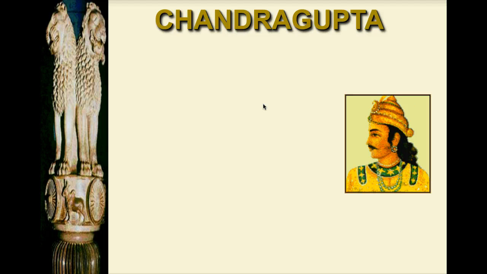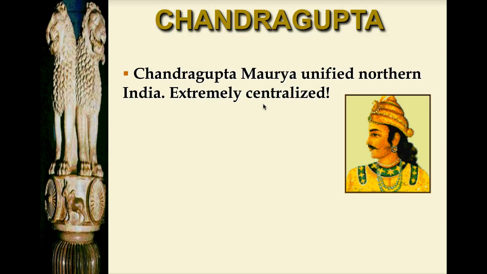Okay, so Chandragupta is the one that's really credited with uniting the Mauryan Empire. He is a conqueror, like most of our emperors. He comes out of these warring states and is able to unite them. He unifies northern India, and his system is extremely centralized. It's similar to the first Qin dynasty empire, in that the first emperor was the one that brought China out of the warring states, and that's pretty much what Chandragupta does.